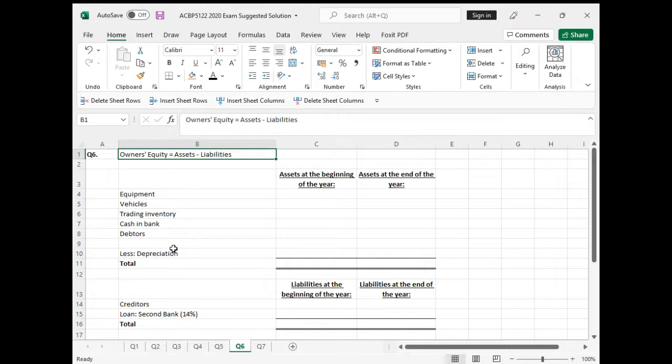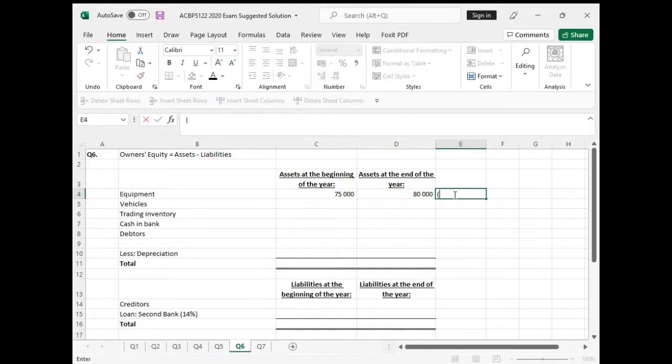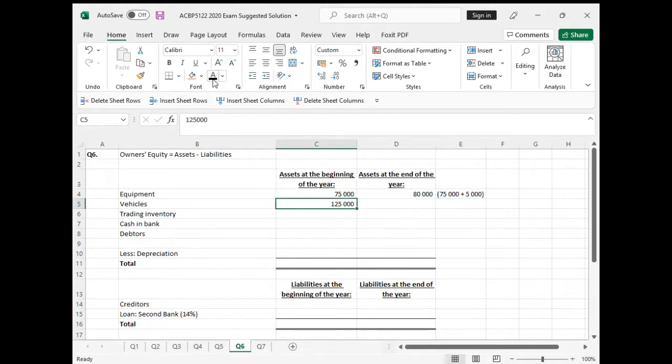Okay, so based on the information in the question, we know that equipment at the beginning of the year was 75,000. Based on the additional information, we know that we've acquired an additional 5,000 Rand worth of assets, which we've purchased, which means our equipment was 80,000. The vehicles at the beginning of the year were 125,000. There wasn't any additional information about a vehicle purchased, so we also use the 125,000.